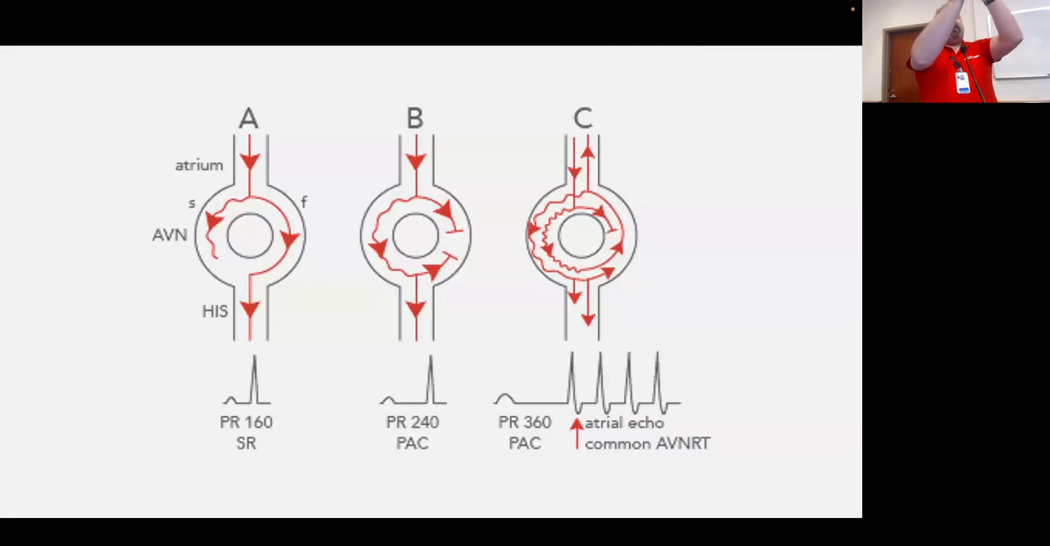just as the fast pathway is available, then it will conduct down the fast pathway while the slow pathway is still blocked. And then the slow pathway becomes available just as the fast pathway is finishing, and it picks it up and brings it back to the top, and the fast is ready, and it gets stuck in this loop. And that is AV nodal reentrant tachycardia, which is what you mean when you say SVT, because these are all SVTs because they're above the ventricles. So that is what's happening in AV nodal reentrant tachycardia.